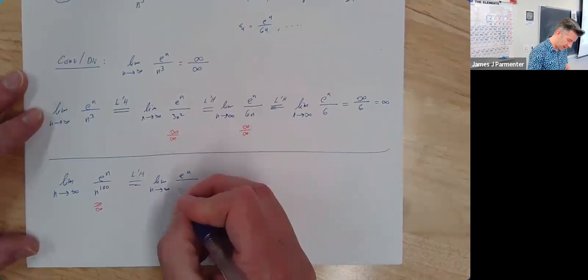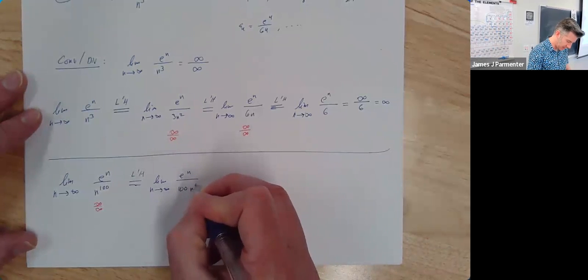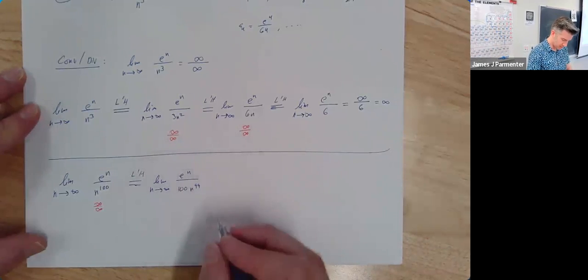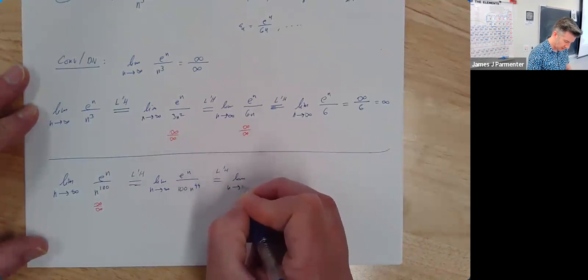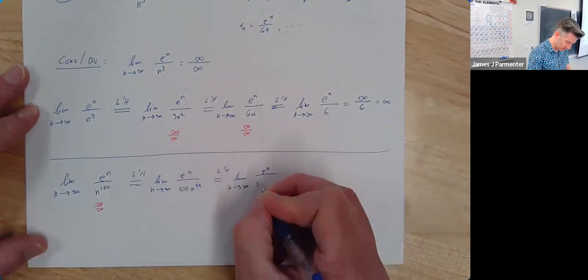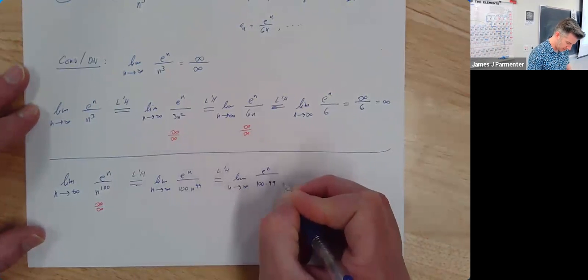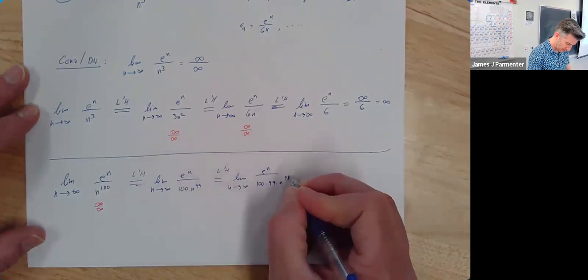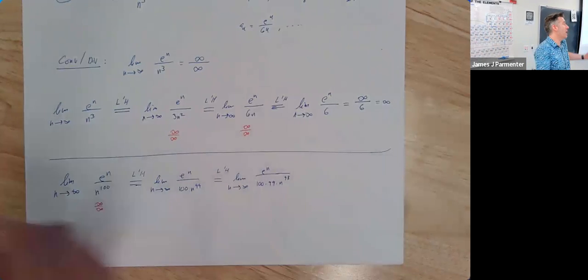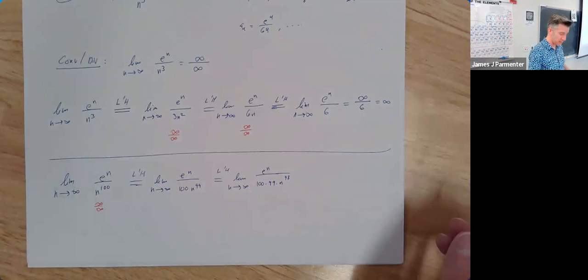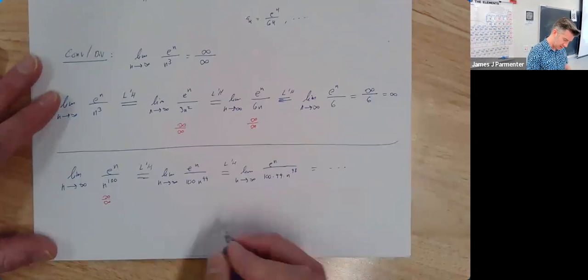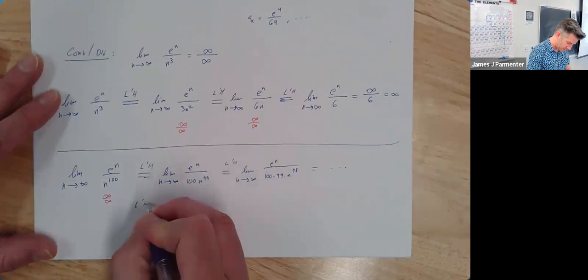Whereas every time you take the derivative of the bottom, the power is going to become one less. So in the first step, you're going to get 100 times n to the 99th power. And then when you do it again, you're going to get the limit as n goes to infinity of e to the n over 100 times 99 times n to the 98th power. And so if you do this 100 times, eventually the bottom will be not a variable, it'll be a constant.